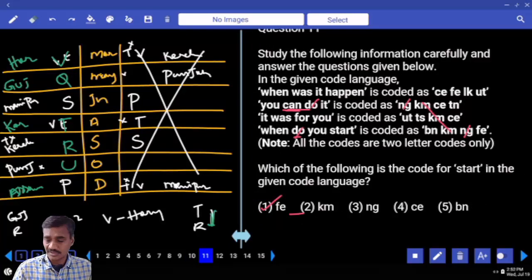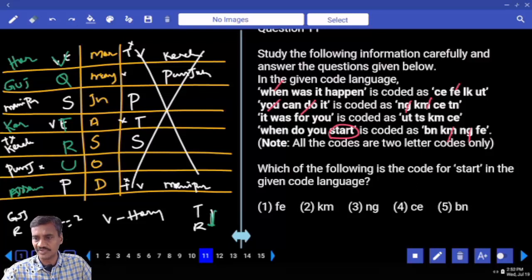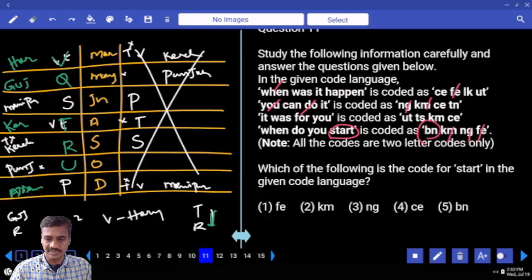Then 11th one. Now in the 11th one, start. And what is the code to the word start? Then where is this word start here? Start is here. As start is here, when do you? When is there? Do is there? You is there. When do and you were there, that means the code should also be repeated somewhere or the other. KM is here. And next one, NG is here, isn't it? Then BN and FE. FE is here. And what is left over? BN. BN, that is the choice for question number 13.